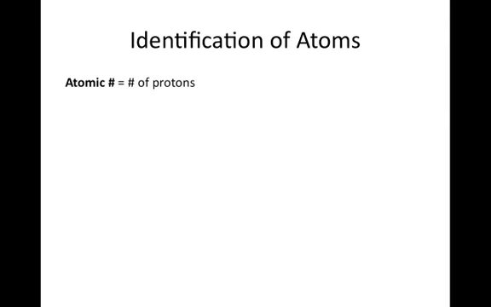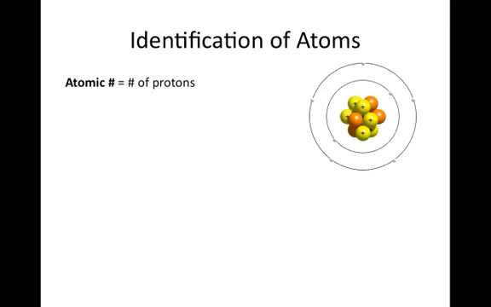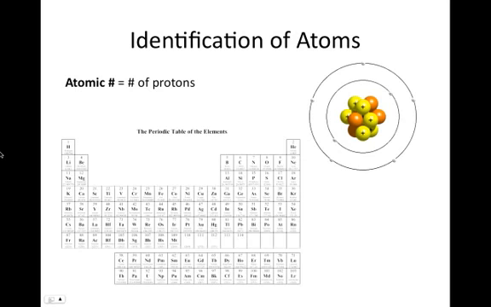We identify atoms based on their atomic number or the number of protons in the atom. This atom contains 7 protons. 1, 2, 3, 4, 5, 6, 7. In order to identify the atom, we need to look at the periodic table. We see that nitrogen has an atomic number of 7. Therefore, it contains 7 protons.